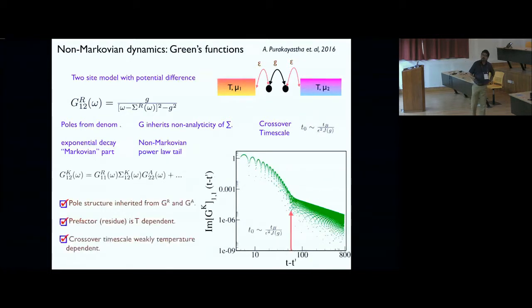Okay, so you can look at G^K. Again, the pole structure is inherited from G^R and G^A. There's some prefactor now which is temperature dependent. The crossover timescale is weakly temperature dependent in this case. Okay, so it's mostly coming from the pole structure of G^R and G^A. So even this will show up in power laws at large times.